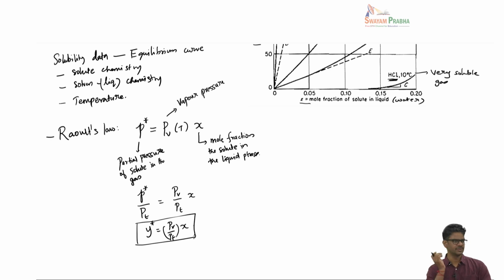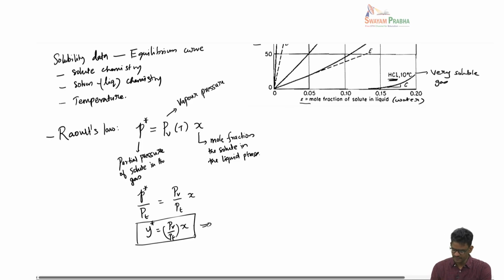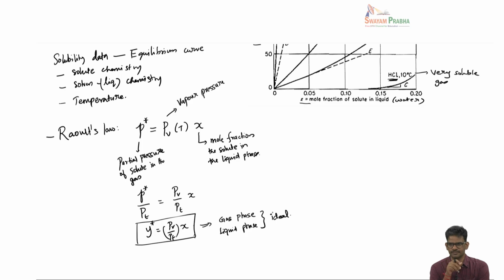and the vapor pressure data is specific for a particular solute. And this is usually used if the gas phase and the liquid phase are ideal. Both phases are ideal. This is probably the simplest equilibrium curve you can think of, where both the gas as well as the liquid are considered to be ideal systems. The gas mixture is ideal and the liquid mixture is also ideal.